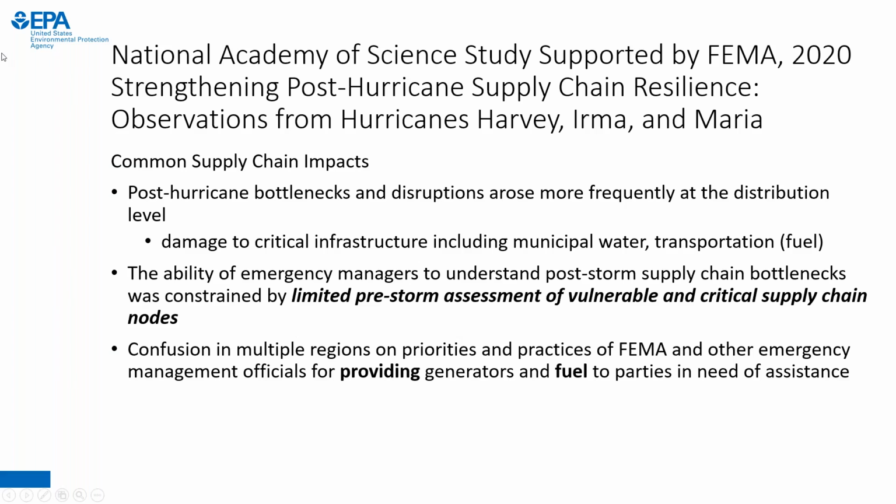Another important study really points to the key attributes of fueling stations and our recovery. This work was supported by FEMA in looking at post-hurricane response, and they reviewed Harvey, Irma, and Maria as well. Here they identified the transportation and fueling infrastructure as being critical to distribution and impacts to the supply chains overall.